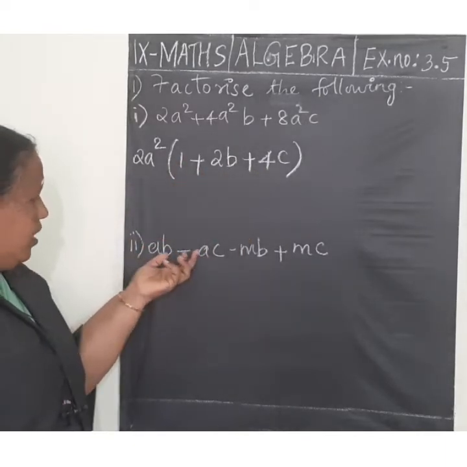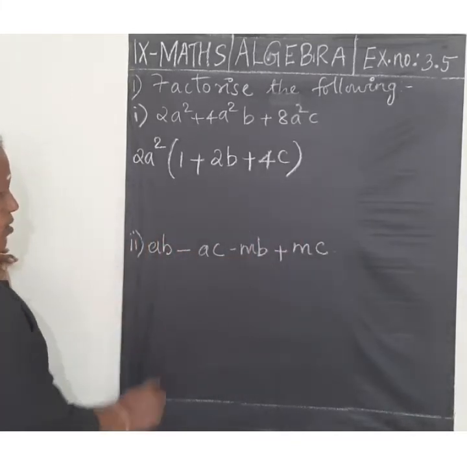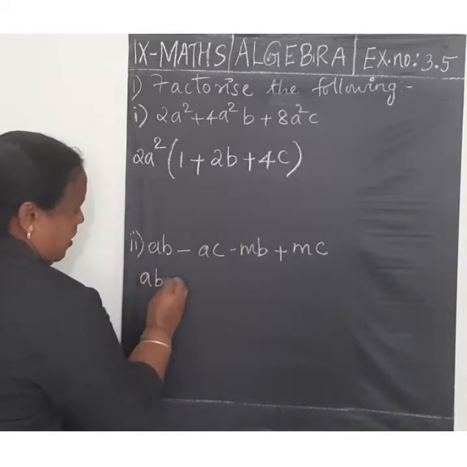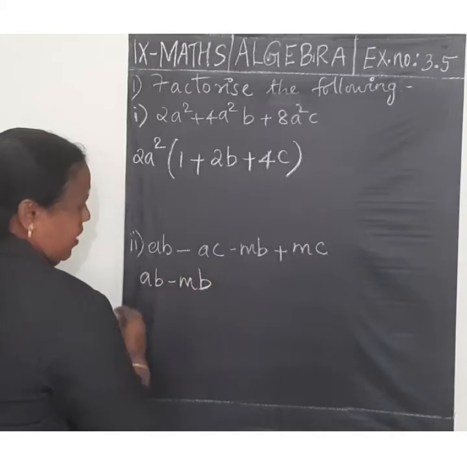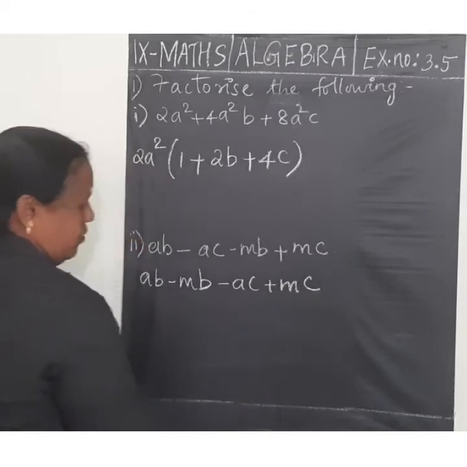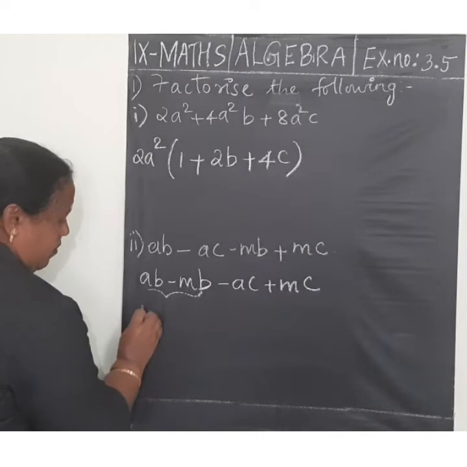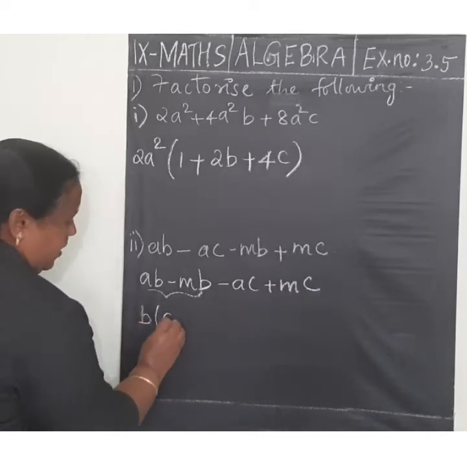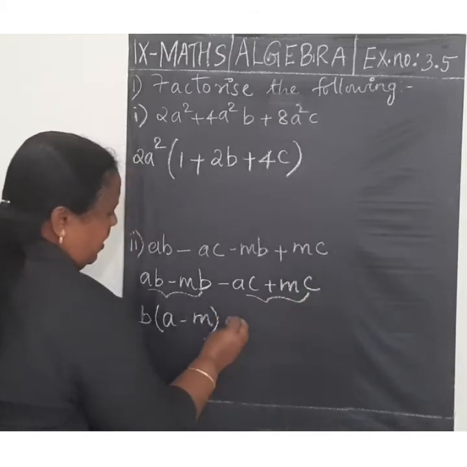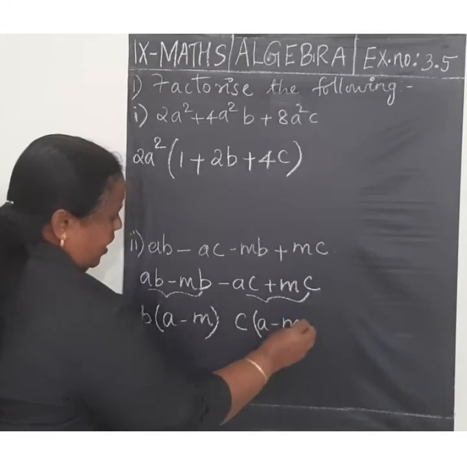Next, ab minus ac minus mb plus mc. First, we have to group them: ab minus mb, minus ac plus mc. Then in the first two terms we take b as common, and we get a minus m. Then in the other two terms we take c as common, and we also get a minus m.